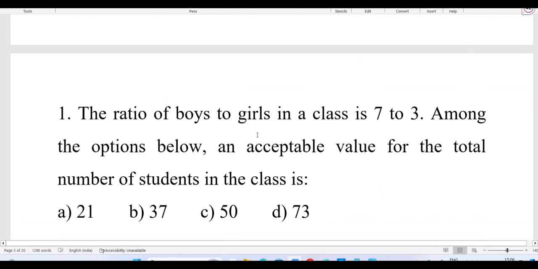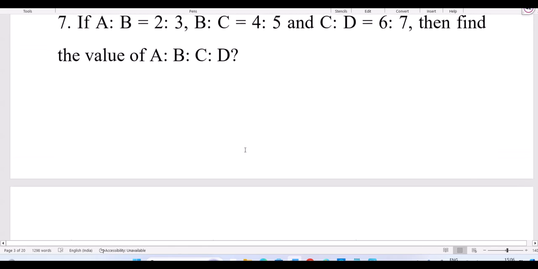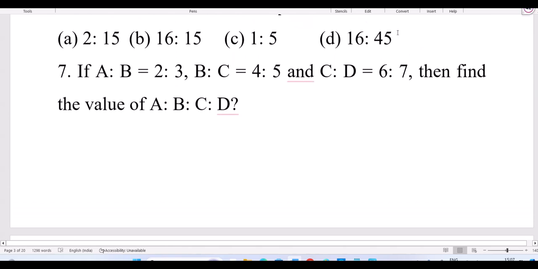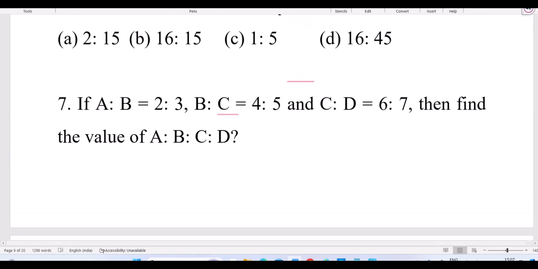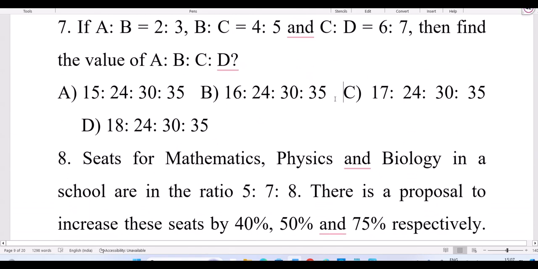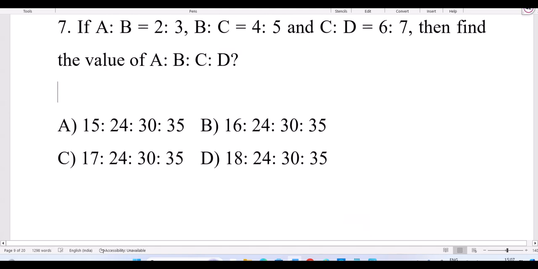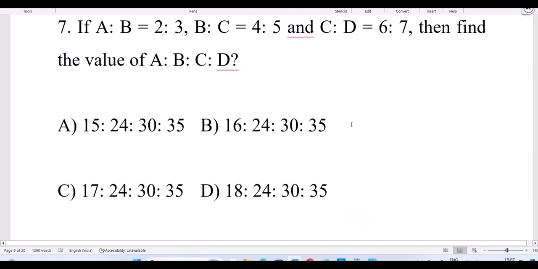Go to the sixth question. Sixth question, sir, seventh one. Seventh one. In the seventh question, what is given here? A, B given, B, C given, C, D given, options given.